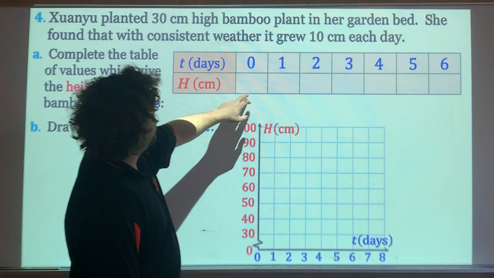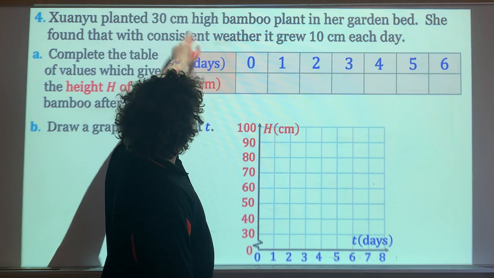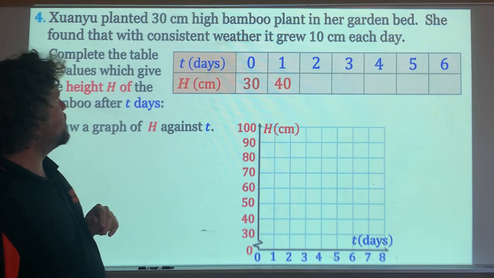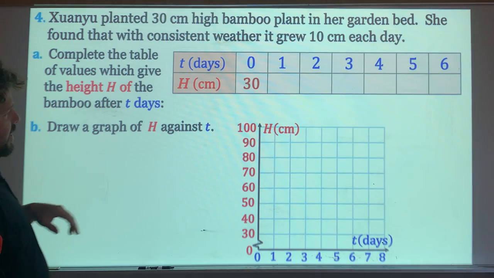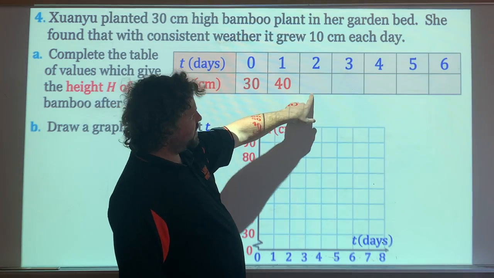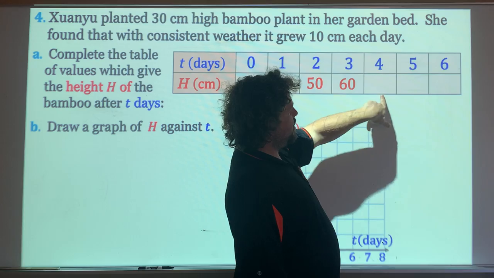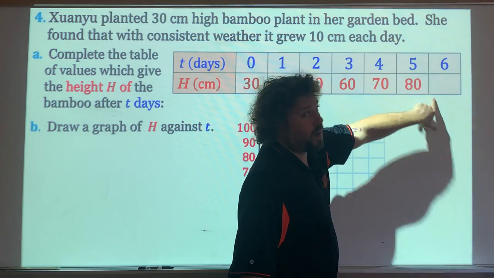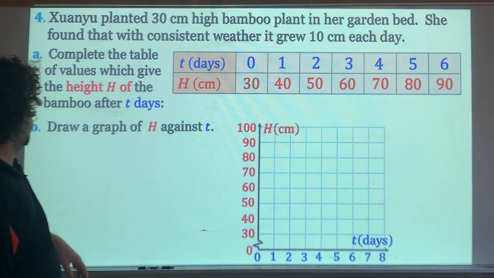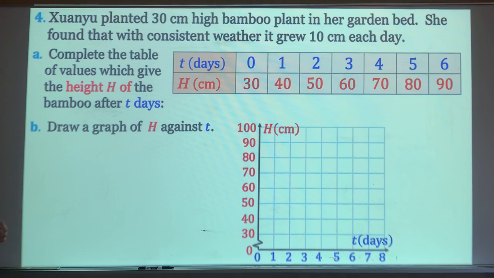So what is our initial amount? How high was it originally? 30 centimeters, right? And then 10 centimeters a day, you're going to add 10, so you get 40, 50, 60, 70, 80, and 90. Got our table, like tables are good.